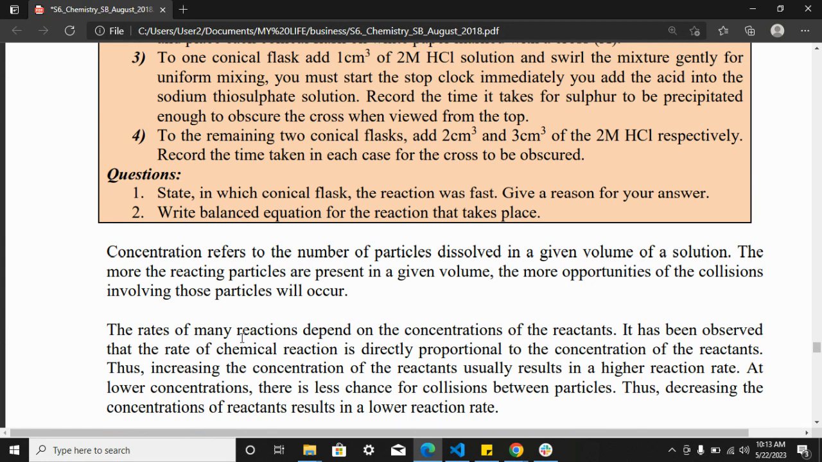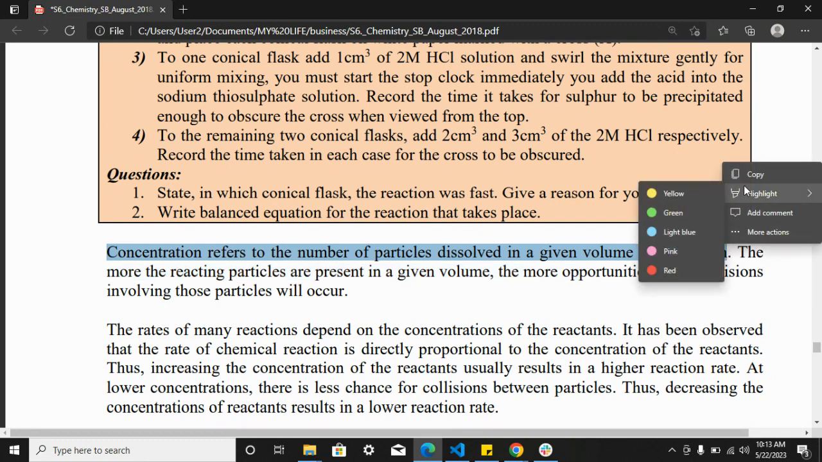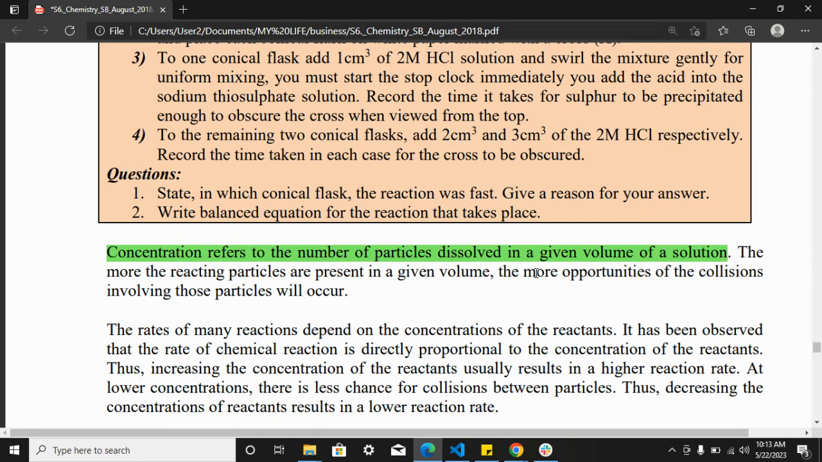Actually, concentration first. Concentration refers to the number of particles dissolved in a unit volume of the whole solution. That is what we call concentration. The more reacting particles are present in a given volume, the more opportunities for collisions involving the particles will occur.